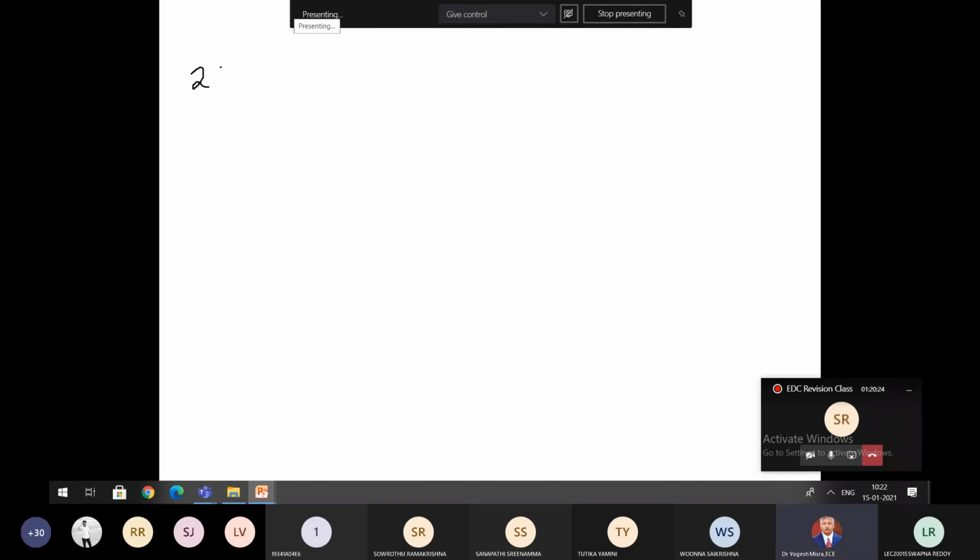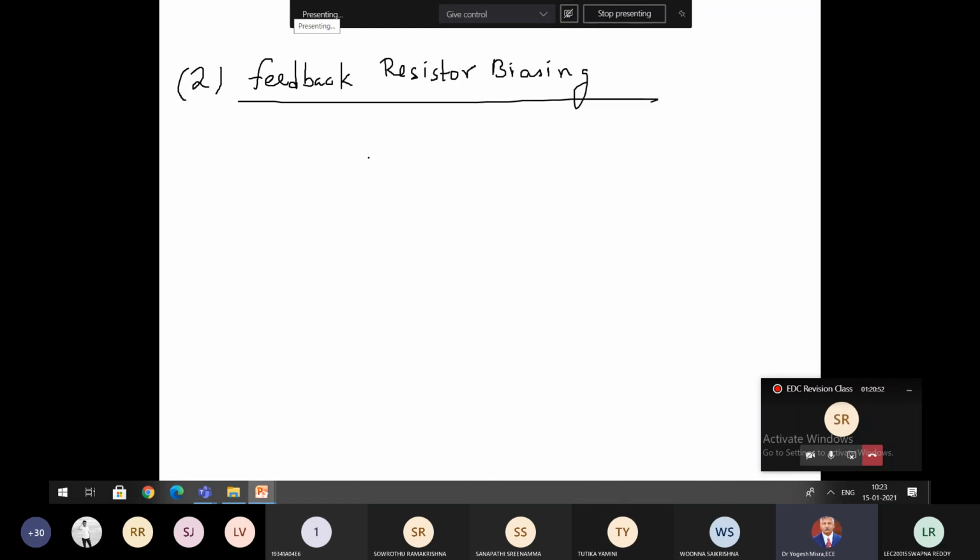Now another biasing method is feedback resistor biasing. Right. So the circuit diagram for this feedback resistor biasing will be like this.